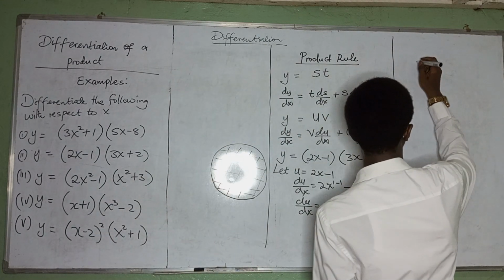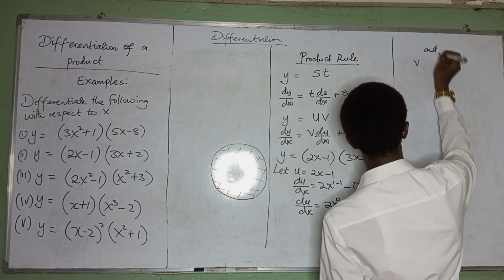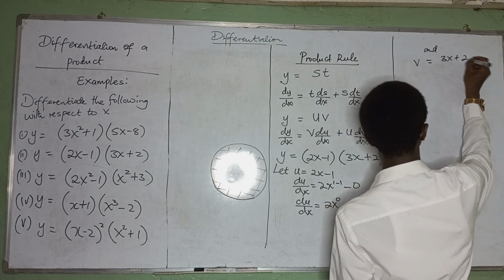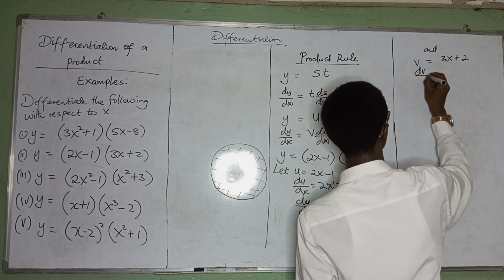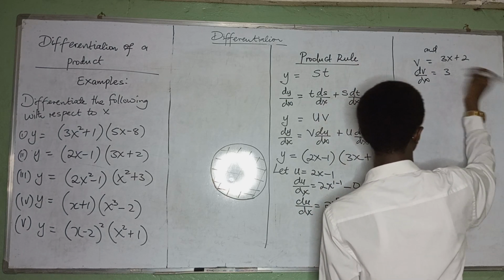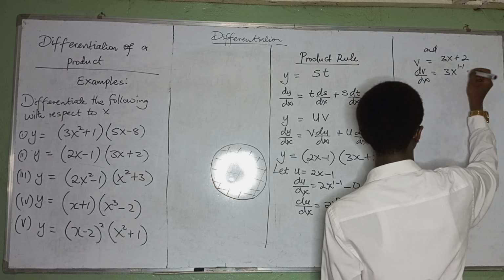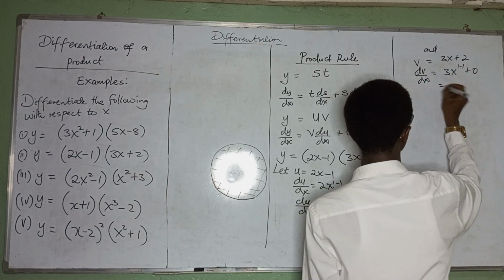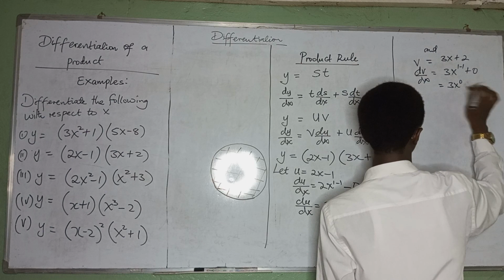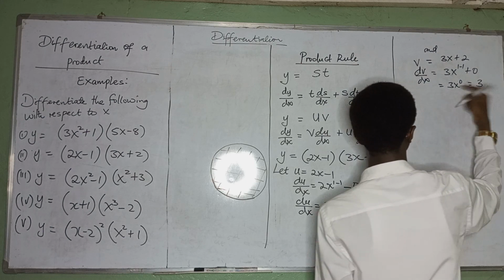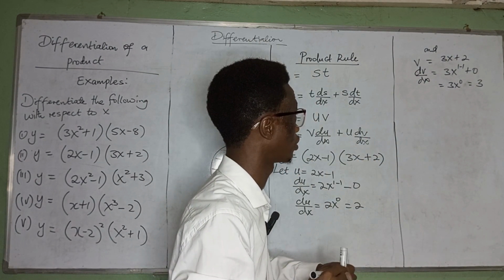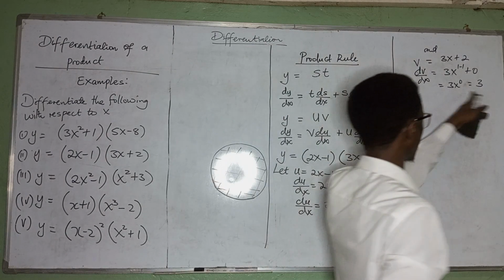So the next one, we have v, and let v equal 3x plus 2. The same thing again, dv by dx equals 3, because the power here is 1. So 1 times 3 is 3, times x to the power 1 minus 1, and plus 0. So this is 3x to the power 0 plus 0, which becomes 3. Remember x to the power 0 is 1, and 3 times 1 becomes 3.